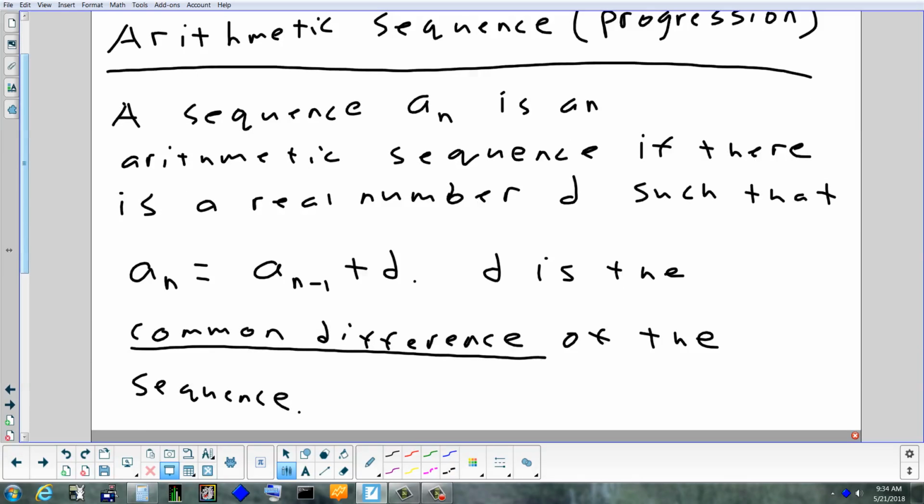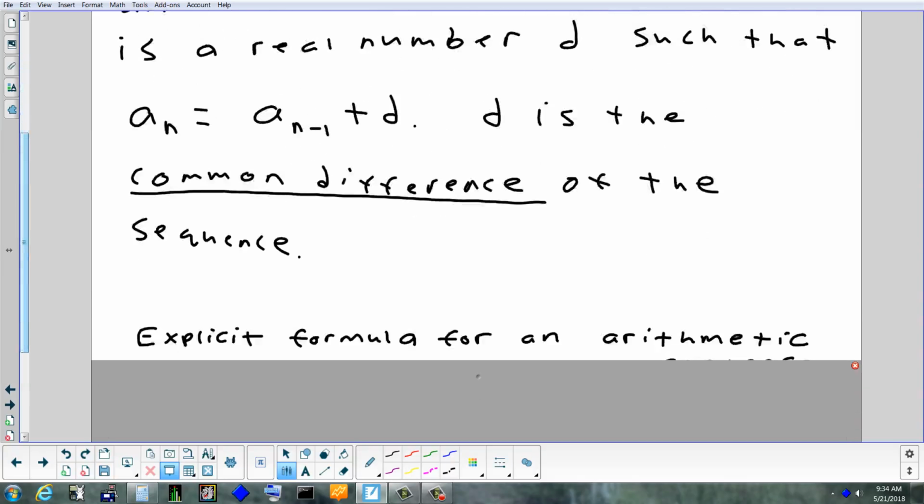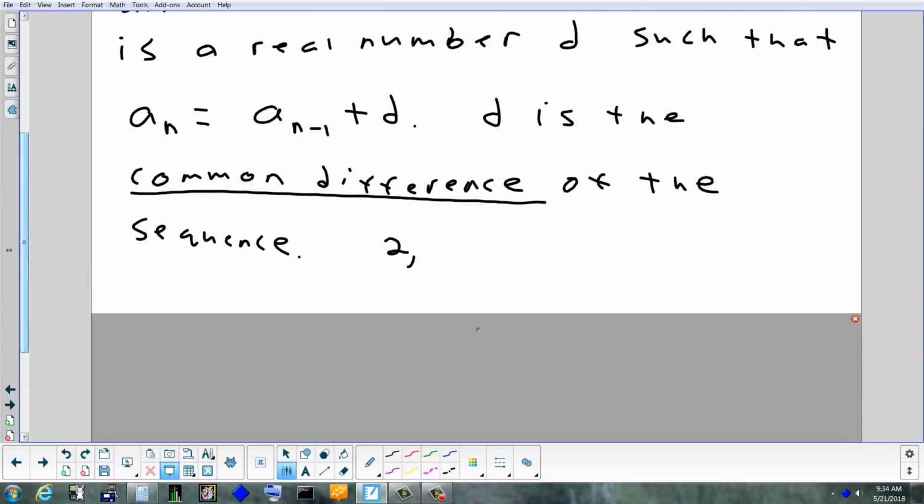So the reason they call it a common difference is because, let's say you had the following sequence. 2, 5, 8. What I'm doing is I'm adding 3 each time. Plus 3, plus 3, plus 3. Well, take any 2 numbers that are next to each other and subtract them. The one on the right minus the one on the left. 5 minus 2 is 3. 11 minus 8, 3. 17 minus 14, 3. So the common difference in that sequence is 3.